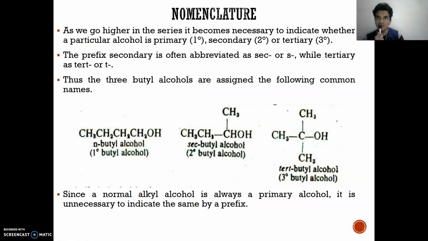As we go to the higher series, it is necessary to indicate whether the alcohol is primary, secondary or tertiary. The prefix secondary is often abbreviated as sec or s, while tertiary is tert or t. So the four butyl alcohols are designated by common names: n-butyl alcohol, that is primary butyl alcohol, isobutyl alcohol, secondary butyl alcohol and tertiary butyl alcohol. Since normal alkyl alcohol is always primary, it is necessary to indicate the same with the prefix.